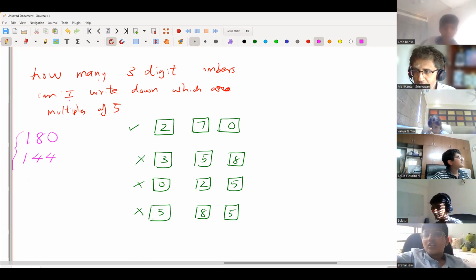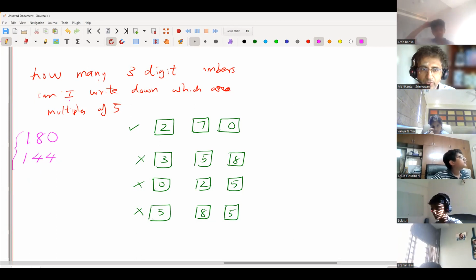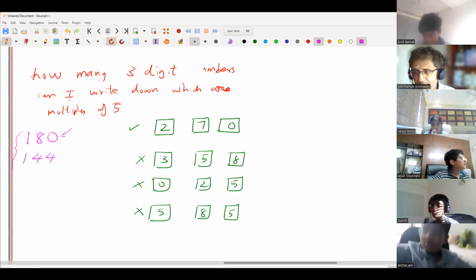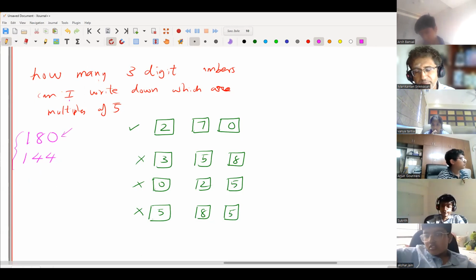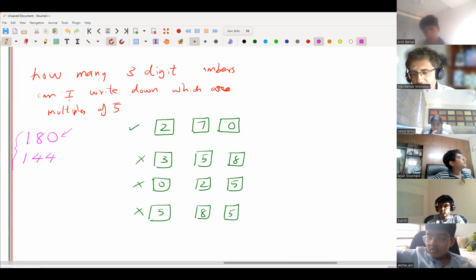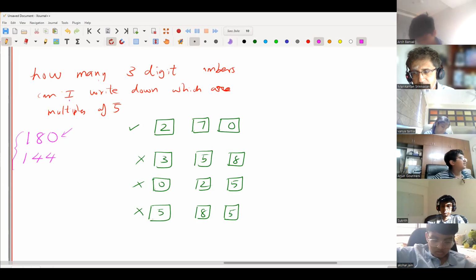Shall we discuss? Go ahead, Arjun. Arjun, you got 180, was it? Yes, sir. Explain your 180, Arjun. Sir, there are two ways of solving this. One is that you just directly do it by finding the number of terms.